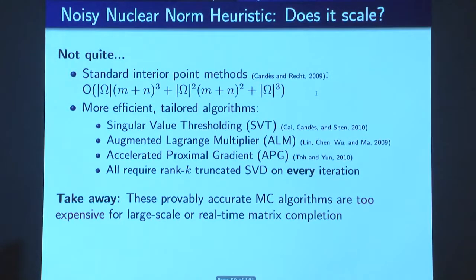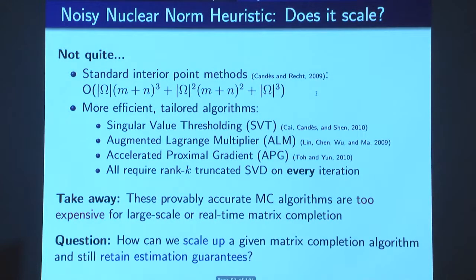So what's the takeaway from that short message? It's that these provably accurate MC algorithms are still too expensive for these large-scale problems that we care about. So the question is, how can we scale up a given matrix completion algorithm and still retain these strong estimation guarantees that we love about these algorithms?